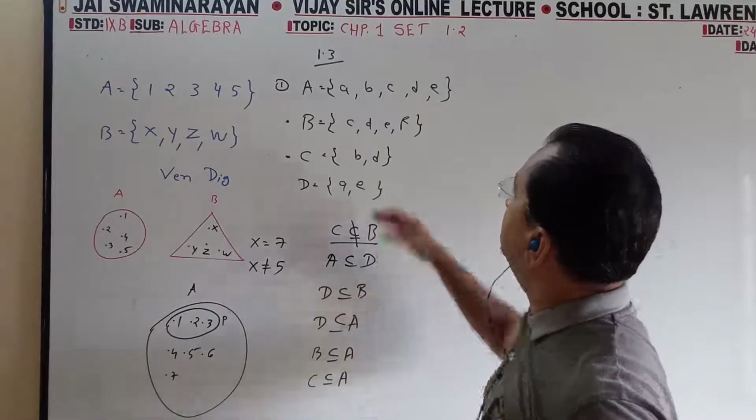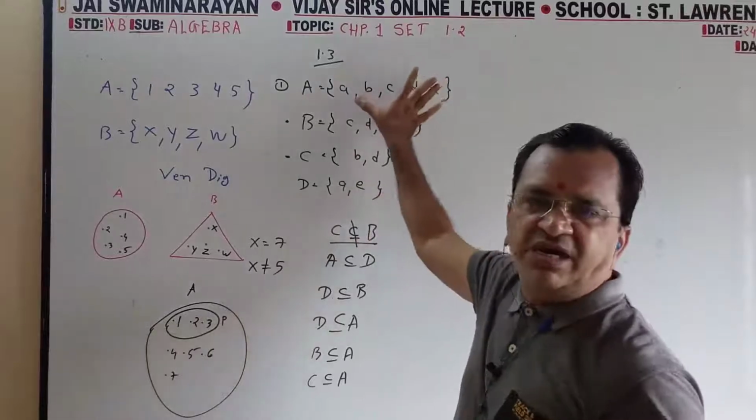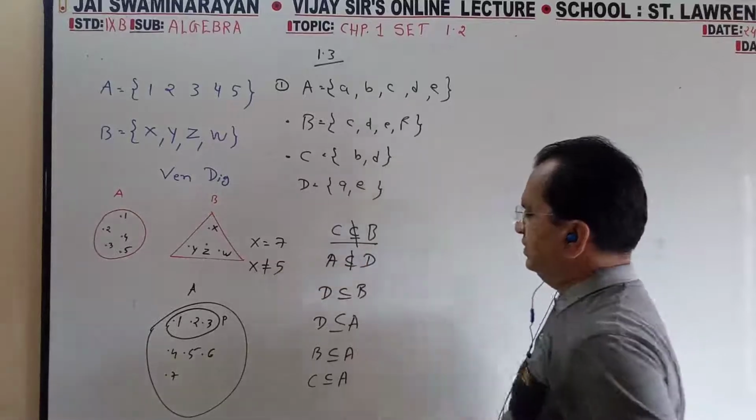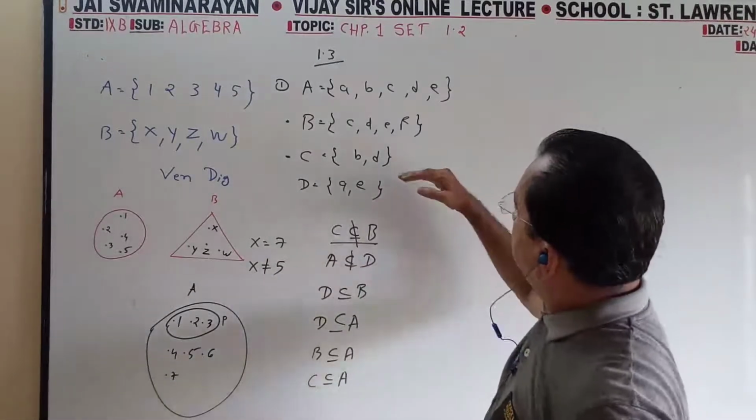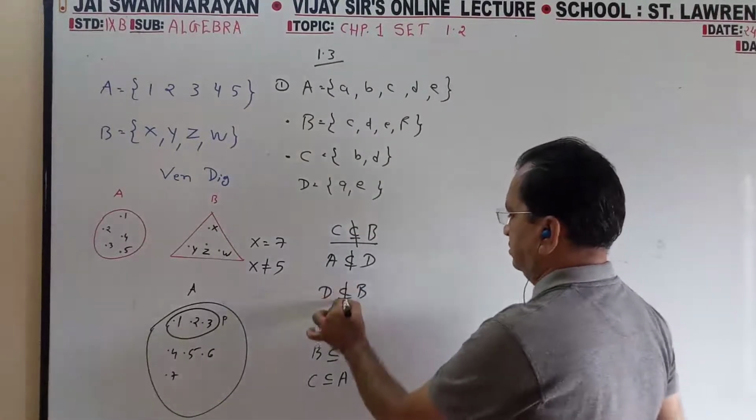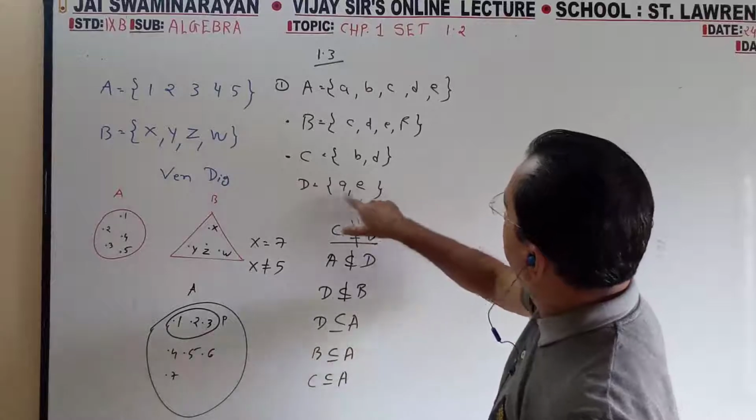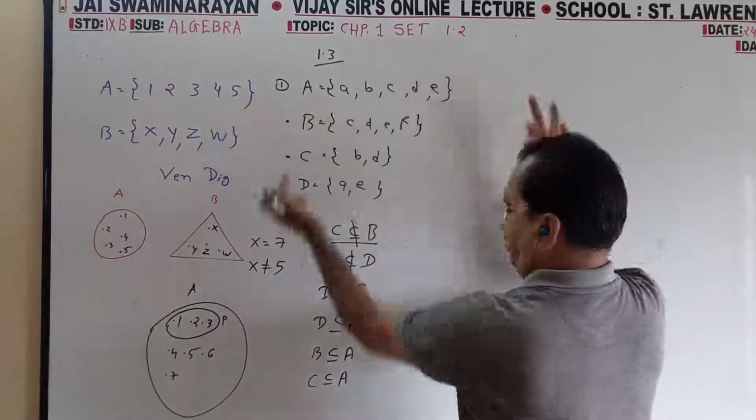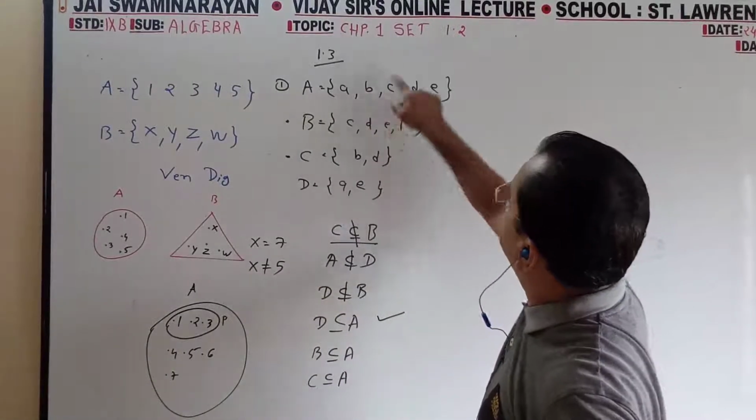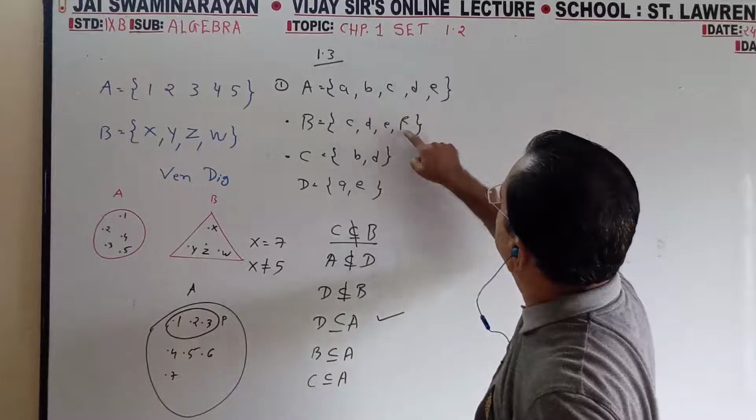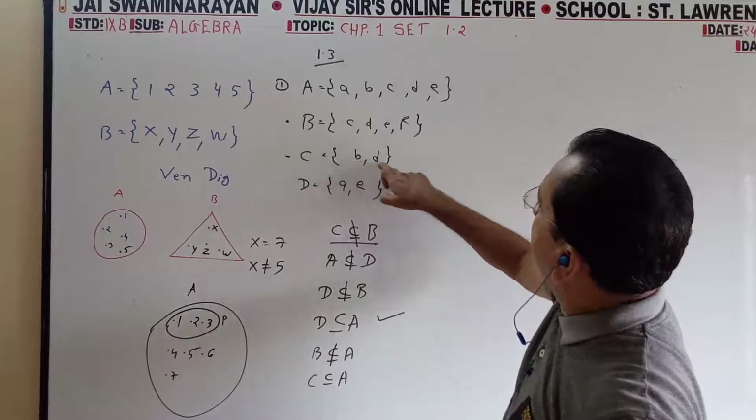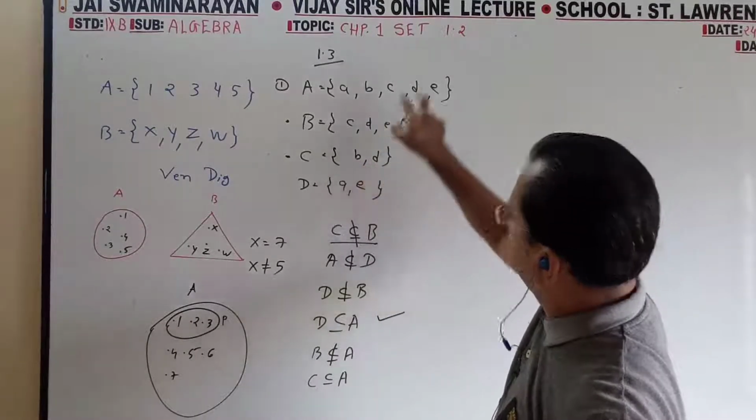Now A into D. D is small, A is big. How can A be in D? No. D is in B, A is not there. E is there, no. D into A: A and E are there. D into A is possible. B into A: C is there, D is there, E is there, F is not there. C into A: B and D are there. This is in this.